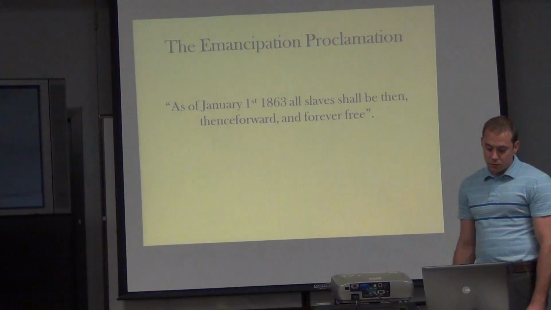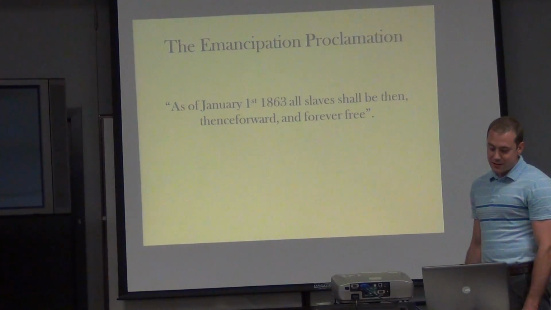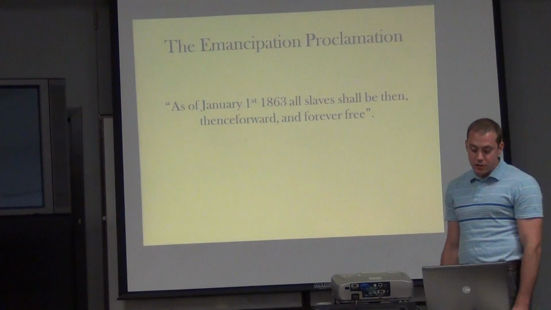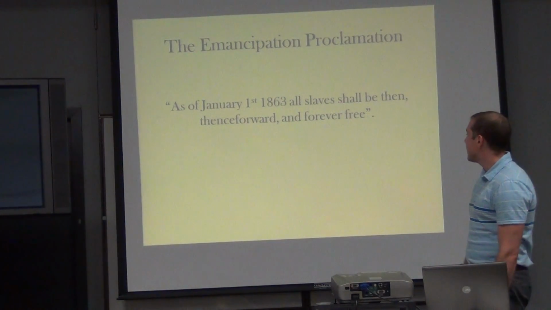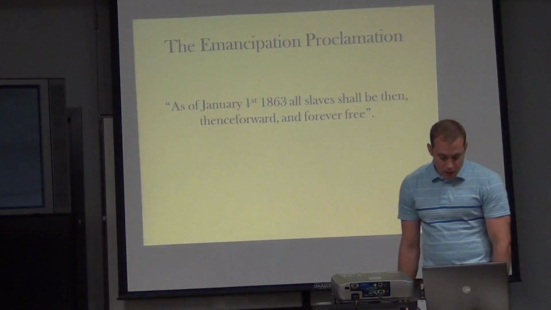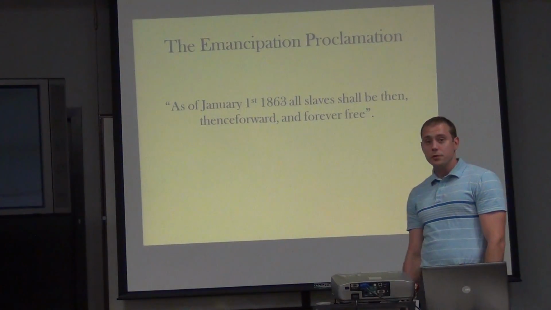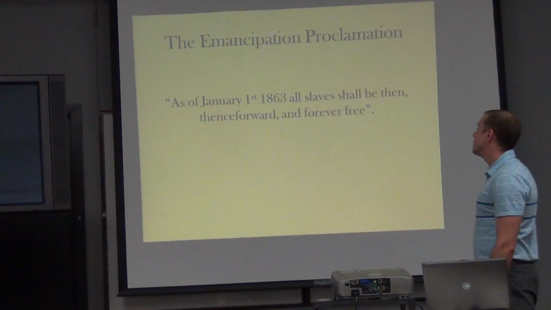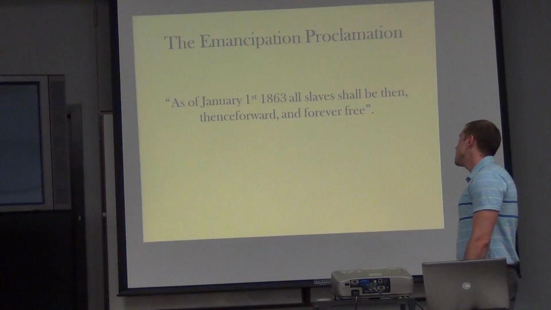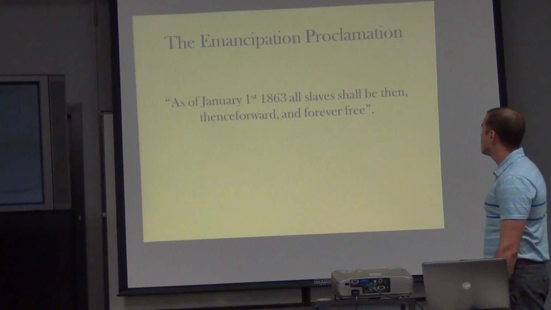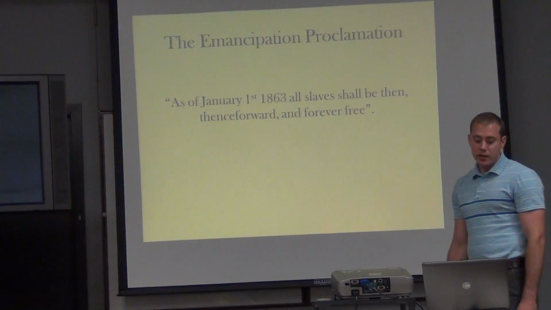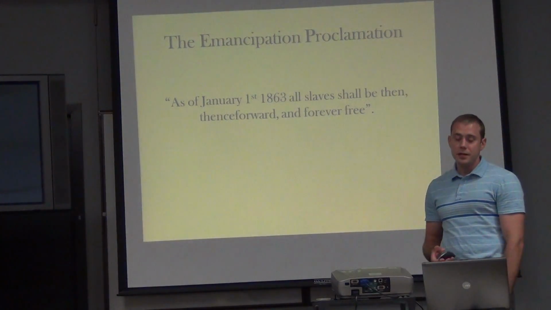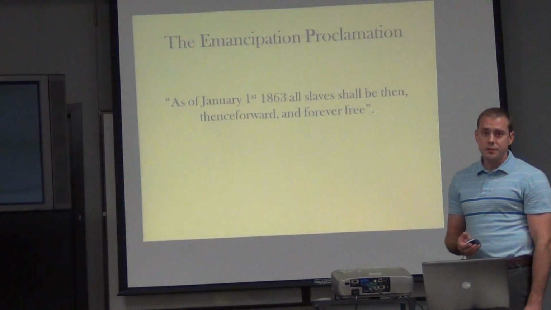And as the course of the war went on, Lincoln's thinking changed. He was convinced that the abolishing of slavery had become a sound military strategy and was morally the correct path. So on September 22nd, after a Northern victory, Lincoln issued his Emancipation Proclamation, and it declared, as of January 1st, 1863, all slaves shall be then, thenceforward, and forever free. Unfortunately, the Emancipation Proclamation on its own could not free any slaves. That would take an act of Congress.